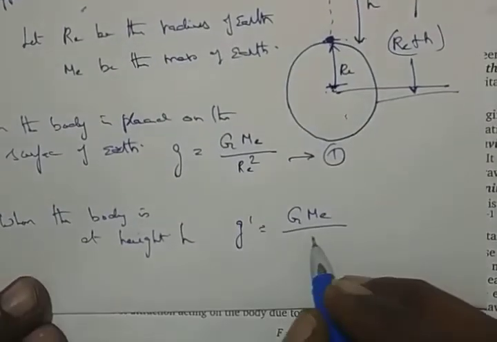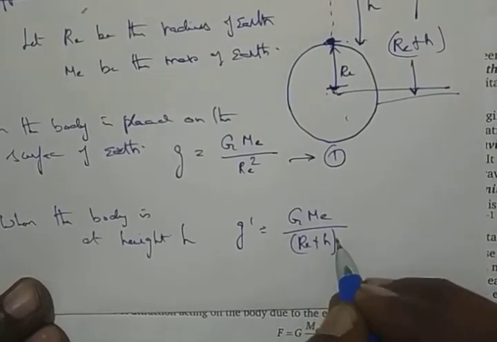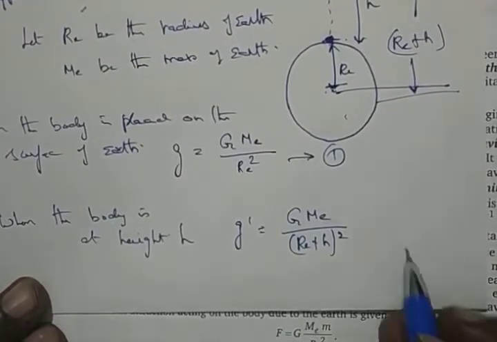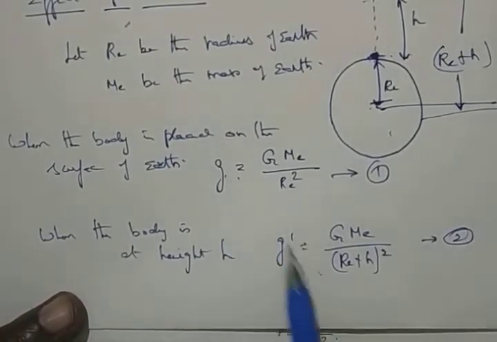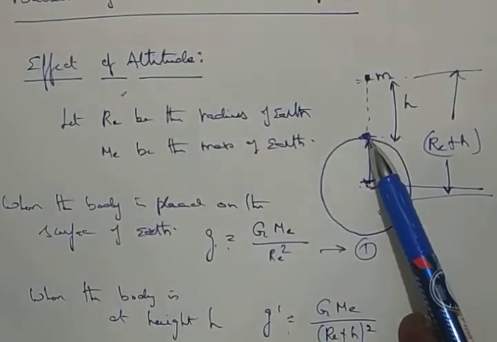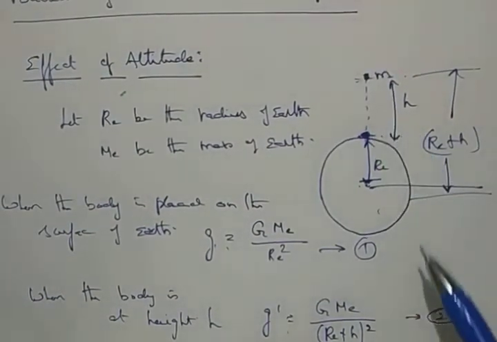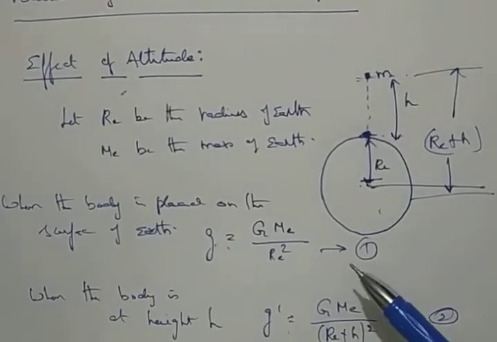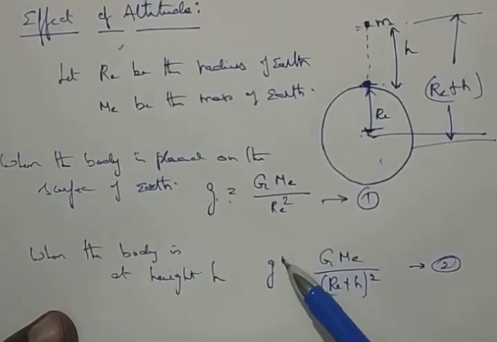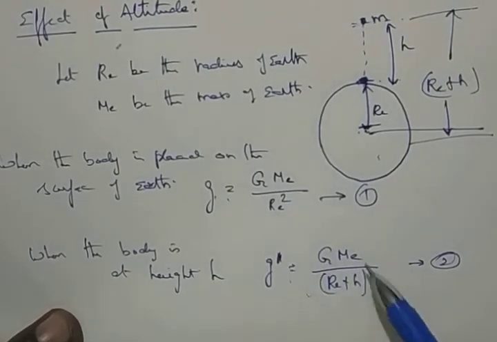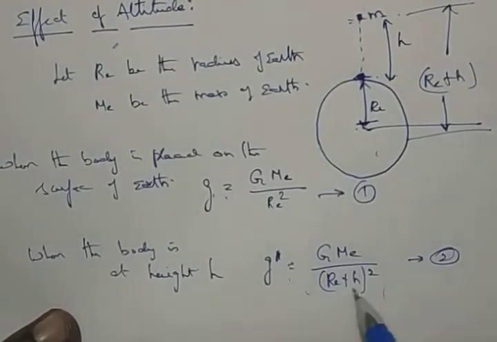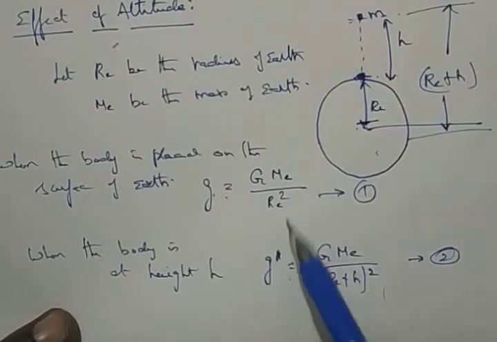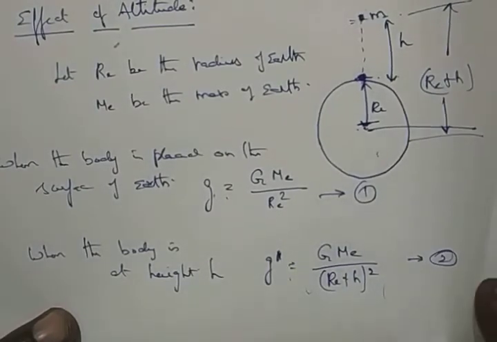So it's going to be equal to RE plus H the whole square. This is the second equation. So there are two equations: one at the surface, and then one at the height h. So there is a variation here. Now it is called G dash. Please look at this one, G dash. Why is it G dash? Because the height is increased. When the height is increasing, this entire part is increasing. When the entire part is increasing, obviously this is going to come down because it is inversely proportional. So we need to compare what will happen between these two things.